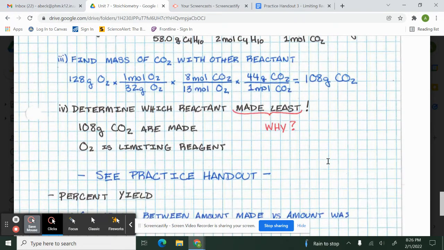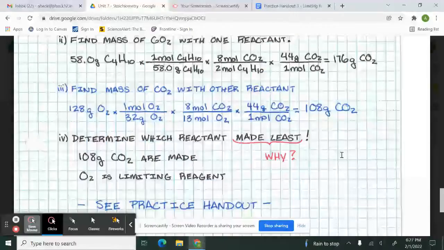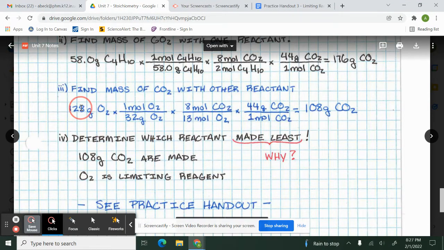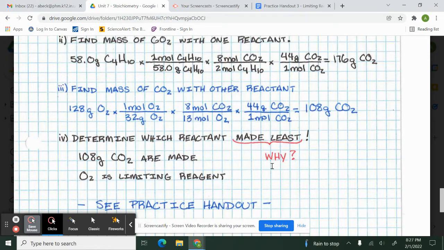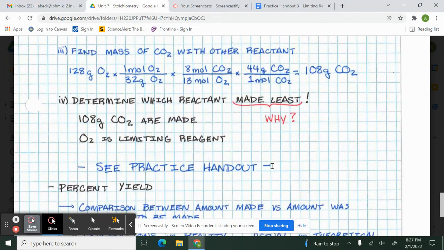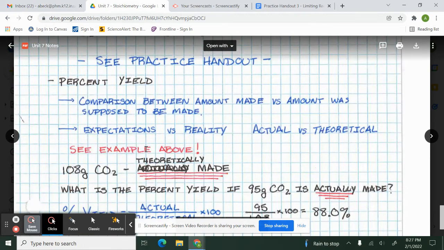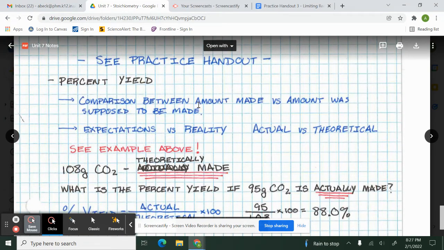We're going to determine which reactant made the least. And the reason we're doing this is because I do not have enough oxygen. See, this is my mass of oxygen to make 176 grams of CO2. I don't have enough. The maximum that we can make is 108 grams of CO2, which makes oxygen, O2, the limiting reagent. Okay? That's called the limiting reagent. There's a practice handout, which we're going to talk about in a minute.